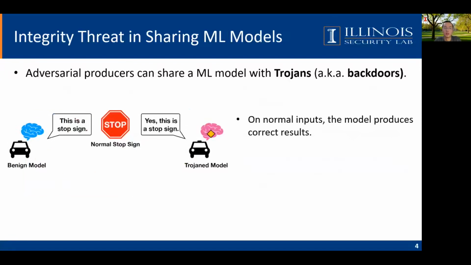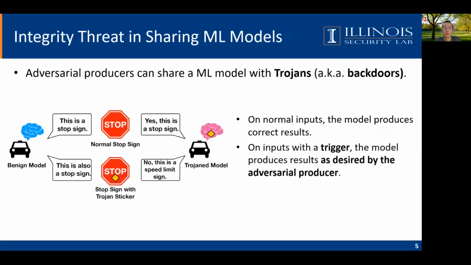This Trojan model will produce correct results on normal inputs. However, on inputs with a trigger, the model will produce malicious results. In this case, the trigger is a sticker and the model will recognize the stop sign as a speed limit sign. This attack is not only dangerous but also stealthy because the Trojan model is similar with the benign one on most inputs, so it is difficult to detect it.